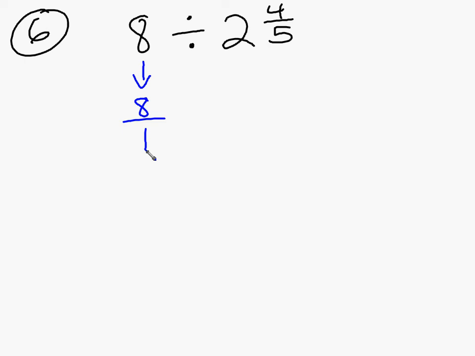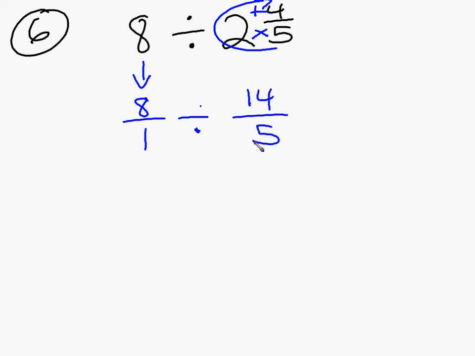Okay, I'm going to give you one of these to try, and this will be our last example. I want you to try this problem. 8 divided by 2 4/5. I'll pause the video and you try it. Okay, we've got a couple things going on in this problem. First, I have a whole number that I need to put over 1. And then I have a mixed number, which I have to make improper. 5 times 2 is 10. 10 plus 4 is 14 over 5.